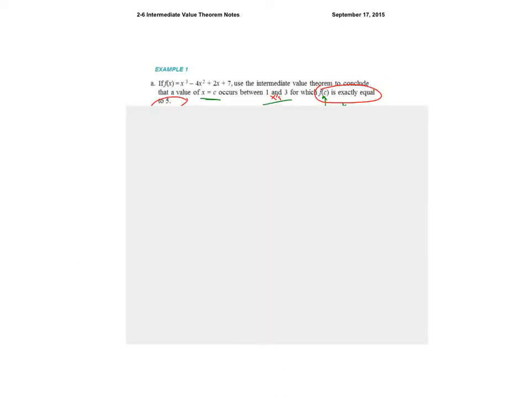But Mr. S, Mr. S, Mr. S, why do we need to know this? Well, let's do an example, huh? So you have this function, and you're supposed to use the IVT to conclude that a value c occurs between 1 and 3, for which f of c is exactly equal to 5. Okay, well, let's find out. Let's do this.